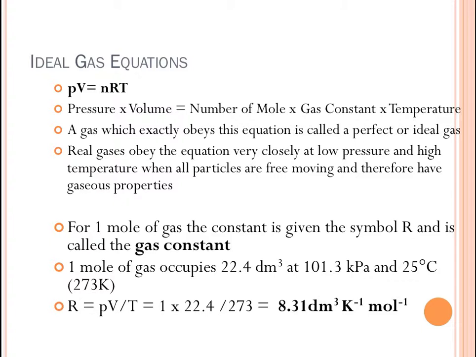So any gas which has this exact relationship is called a perfect or an ideal gas. And as is the case with all things, there is very few things in the world that are perfect or ideal. Real gases will follow this equation when the particles are most spread out, which means low pressure and high temperature.